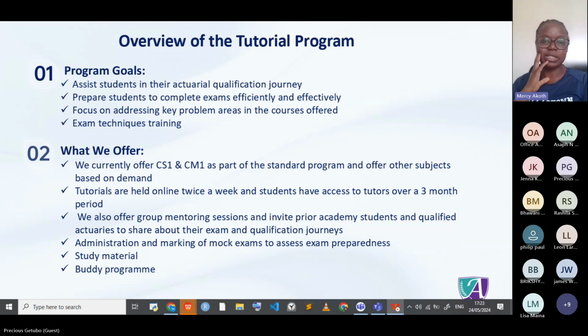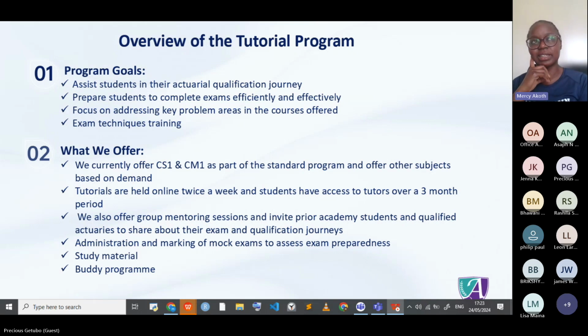Then, as I mentioned, during the 3rd month of the program, the tutors will supervise some mock exams, give feedback, and help identify any weak areas. If you put more effort into those areas, you're likely to pass the exam. You'll get a chance to sit up to 3 mock exams and get feedback on those. We also provide some study material, and as Asaph mentioned, you'll have 24/7 access to the material.